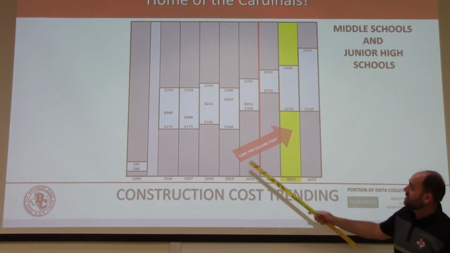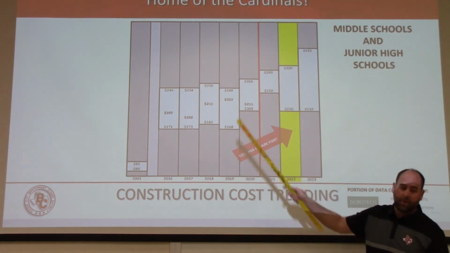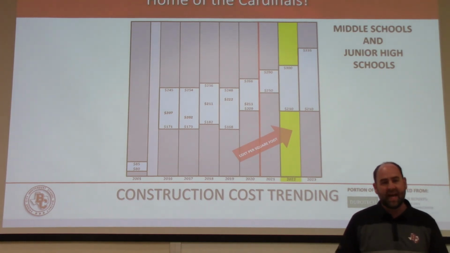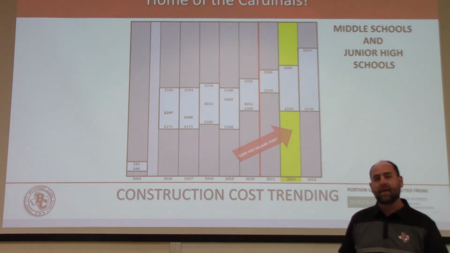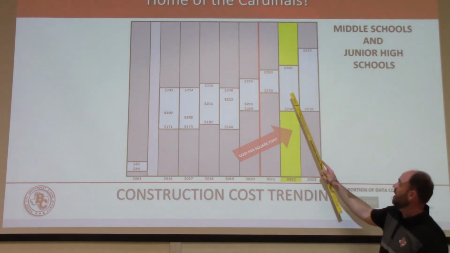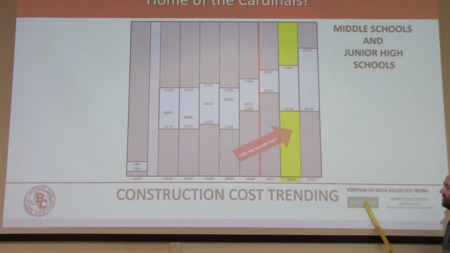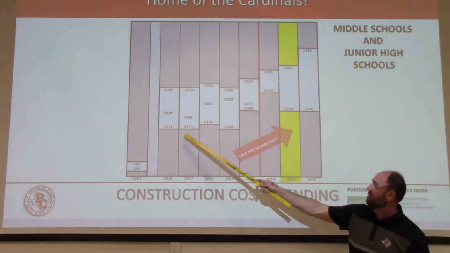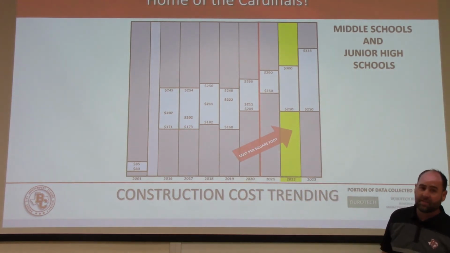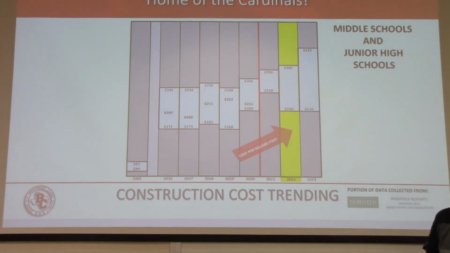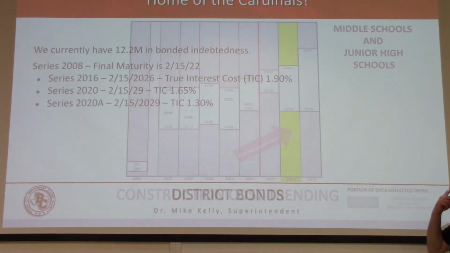In 2019, when this went out for a bond, this exact same middle school was $195 a square foot. Today, it's $288 a square foot. Again, this is from Durotech. This is not Bridge City ISD. This is showing rising construction costs with no reason to think that they're not going to continue to rise.